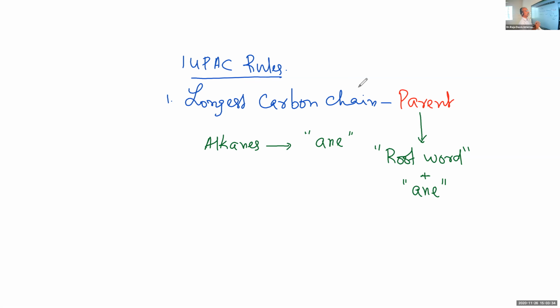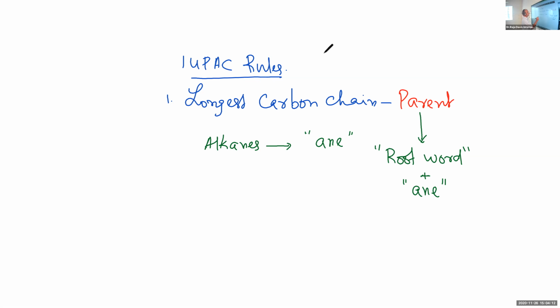So the question is, what is a root word? The root word is the word or the name related to the number of the carbon atoms. Usually we make use of the Greek root word, or sometimes the Latin root word. Usually the Greek root word is taken, and it corresponds to the number of the carbon atoms. Let us see the root words for some of the carbon numbers.